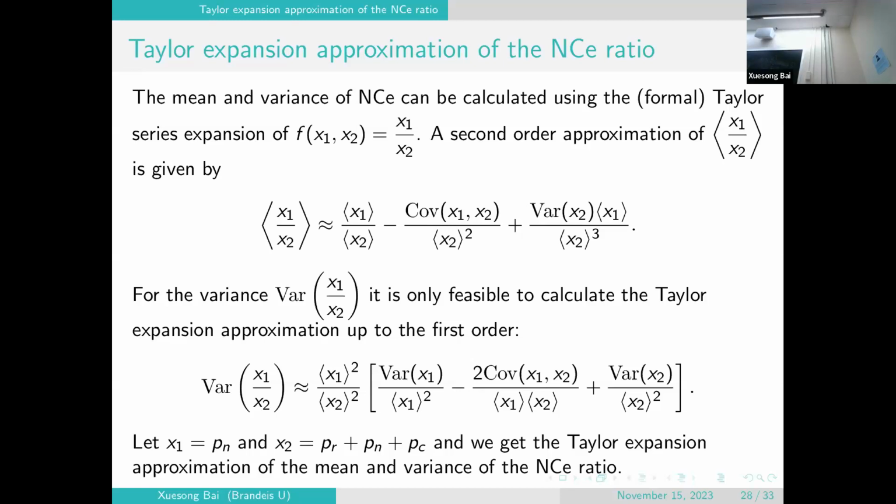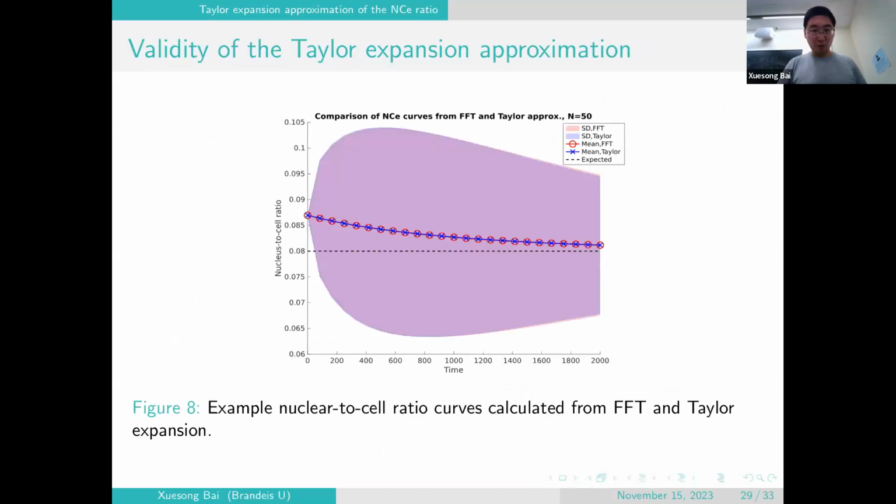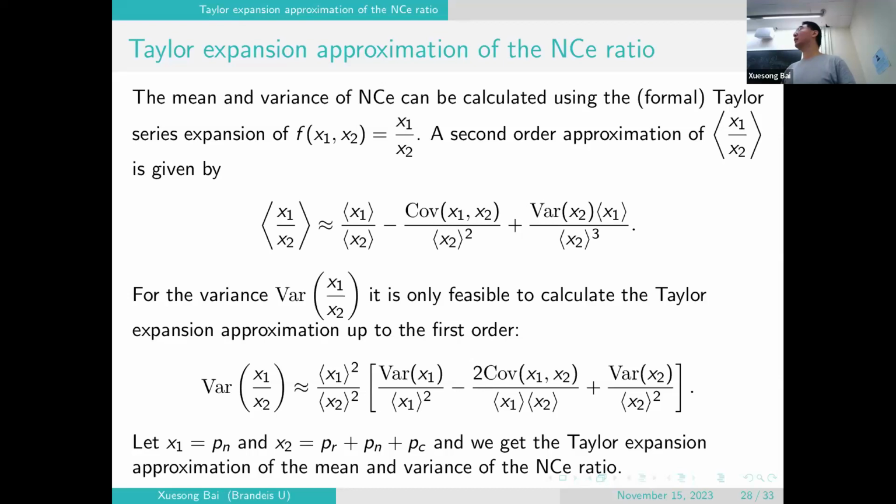So these are the formulas we use. Like I said, we plug in x1 and x2 for these protein numbers to calculate the mean and variance of the ratio. So here you're assuming that the variance of x2 is small? Otherwise this is not... Actually, I'm not really assuming the variance is small.